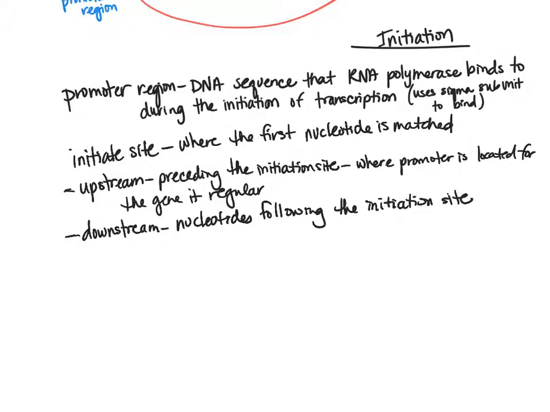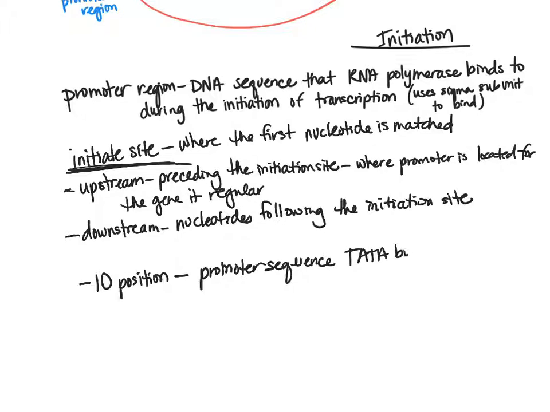And our promoter region is going to consist of two different parts here. So we have at the -10 position, -10 meaning upstream, or 10 previous to the initiation site. So 10 nucleotides before where we lay down our first nucleotide is where we have our TATA box. So it's part of our promoter sequence, and it's the TATA box, as it's called, which is TATAAT.